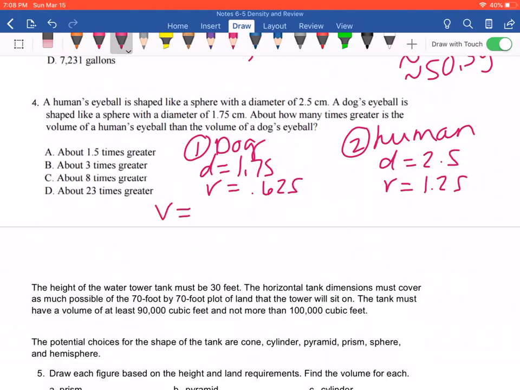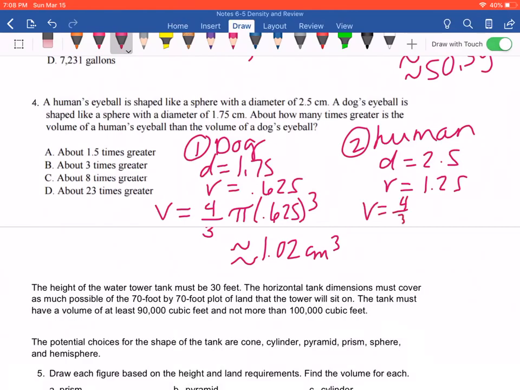So V is equal to, using our sphere volume formula, because that's the general shape of an eyeball, 4/3 times pi r cubed. Once you calculate it through your calculator, this gives us about 1.02 centimeters cubed. Looking at the human eyeball, once again, V is equal to about 4/3 pi, R is 1.25 cubed. This gives us approximately 8.2 centimeters cubed.